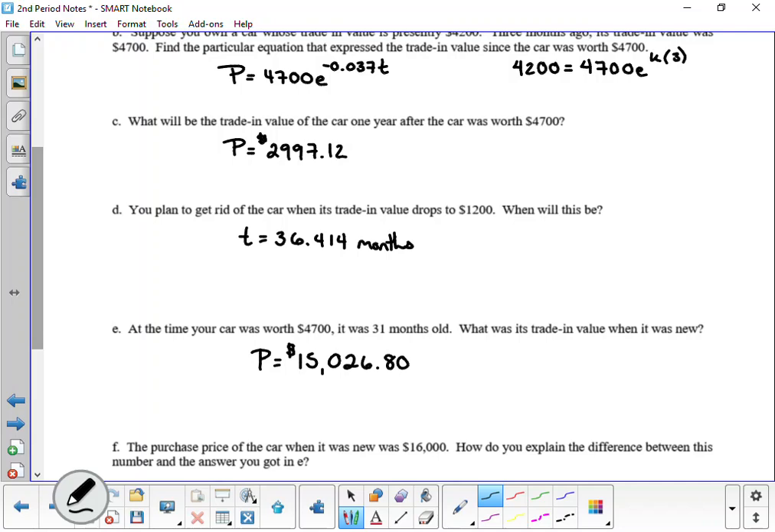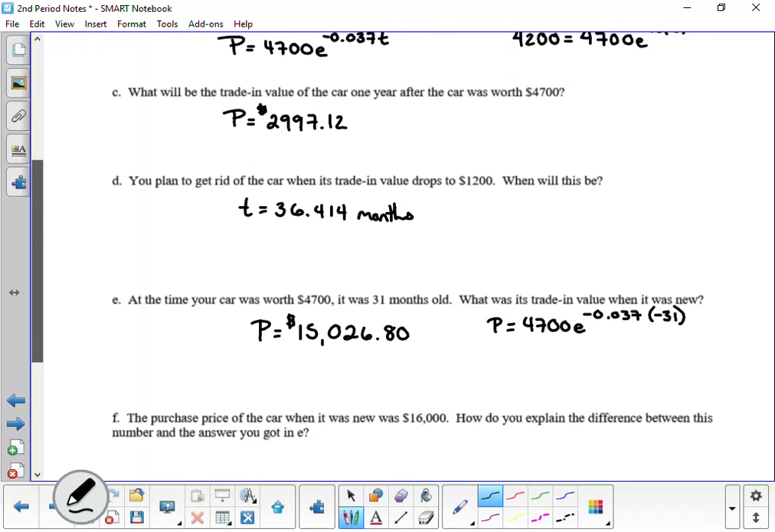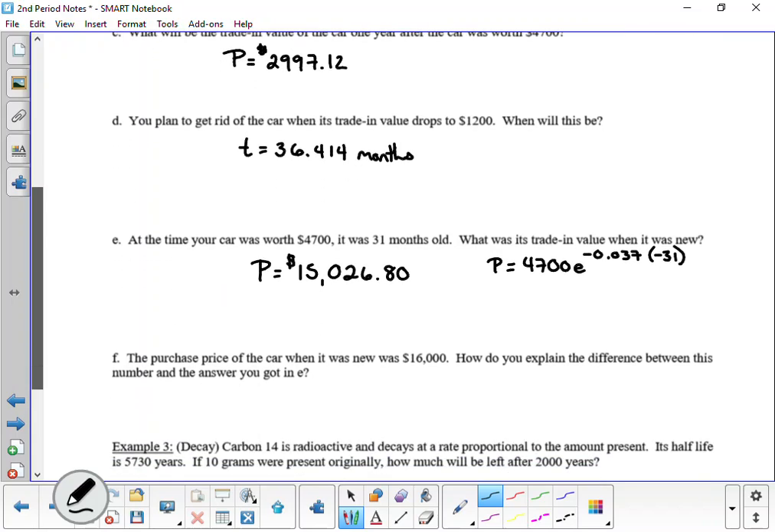You do P equals 4,700 e to the... but use your stored value. Yeah. And negative 31. Also, can you put P equal to 4,700 and then do A? Yeah. Okay, purchase price when it was new was 1,600. How do you explain the difference?